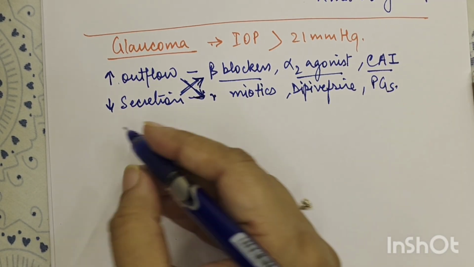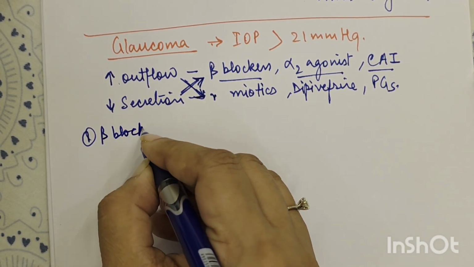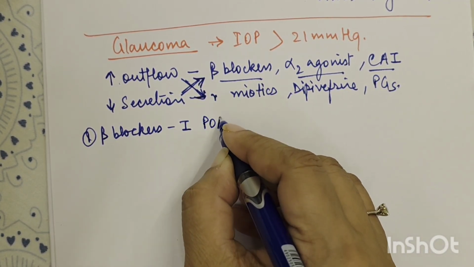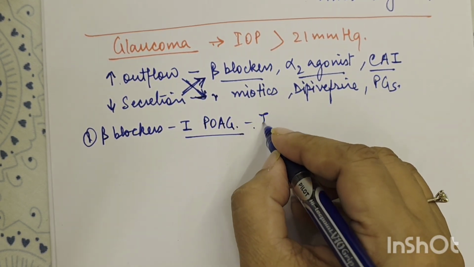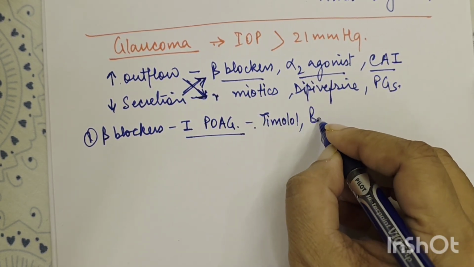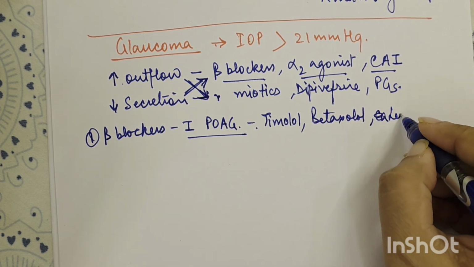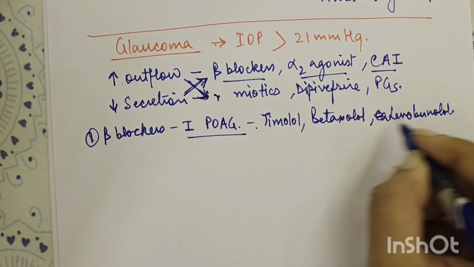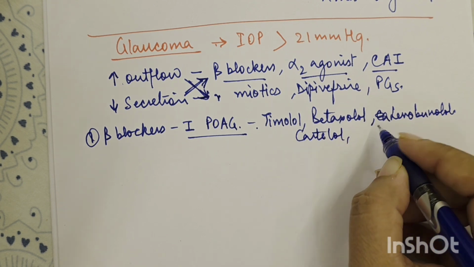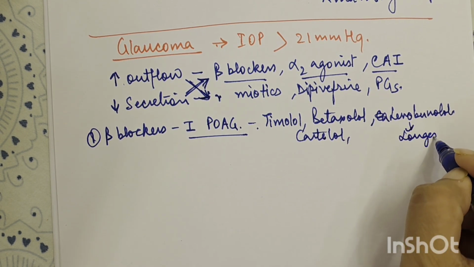Now, first thing, beta blockers are the first line therapy in primary open angle glaucoma, and the drugs which are used are timolol, betaxolol, levobunolol, and carteolol, out of which levobunolol is the longest acting also.